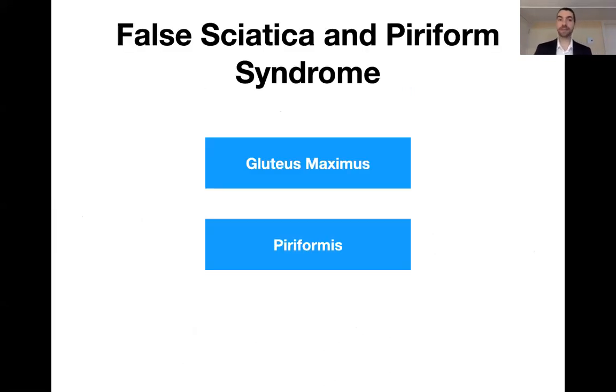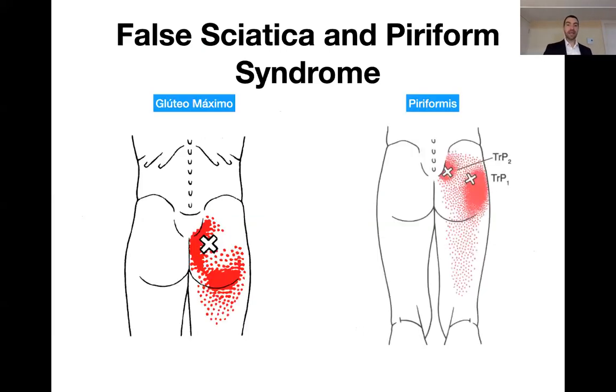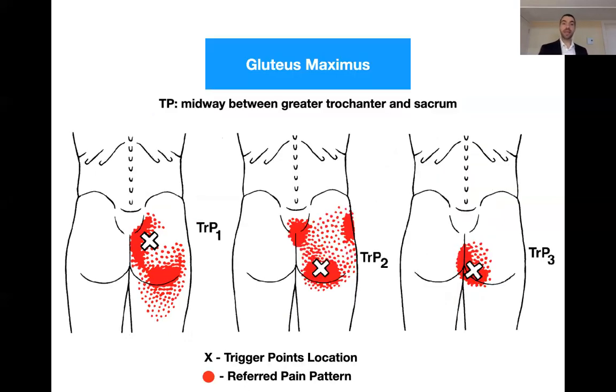All right. So the false sciatica and piriformis syndrome. So we can treat the gluteus maximus and the piriformis, so that will be much easier now. And that's the referred pain pattern that the gluteus maximus and the piriformis can do, right? So we have to find all these spots.